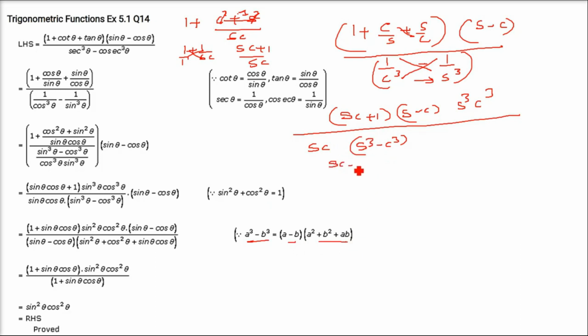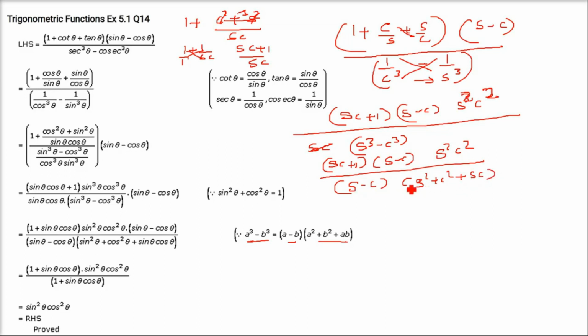So what do you get? sc plus sin cos plus 1, sin minus cos, and this cancels, okay? There is one sin, so you cancel one sin, one cos you can cancel. So sin square cos square here. And this is the formula. So we'll just write it as a formula, s minus c, and s square plus c square plus sc. That is sin minus cos, sin square plus cos square plus sin cos. Now this s minus c also cancels out.